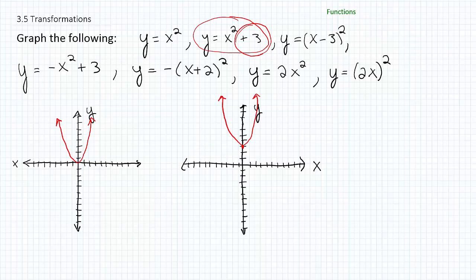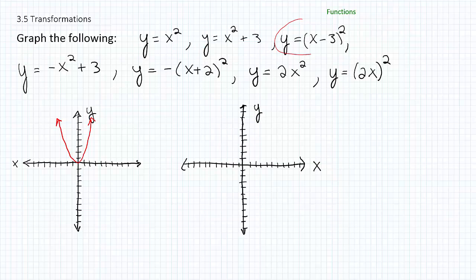And otherwise, the parabola looks the same. It still opens up because it's still positive in front of the x squared, but because it has a plus 3 at the end of the function, it's going to lift the function up 3 units. That's because basically, once you plug in the value for x and you square it, you're just going to add 3 to whatever that result is. So all the y values will be moved up by 3 spaces.